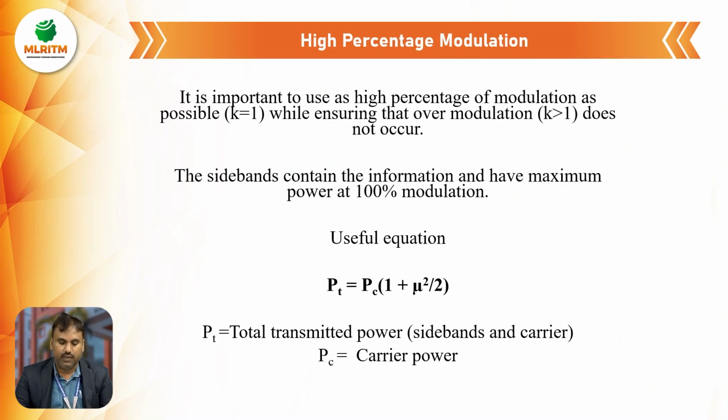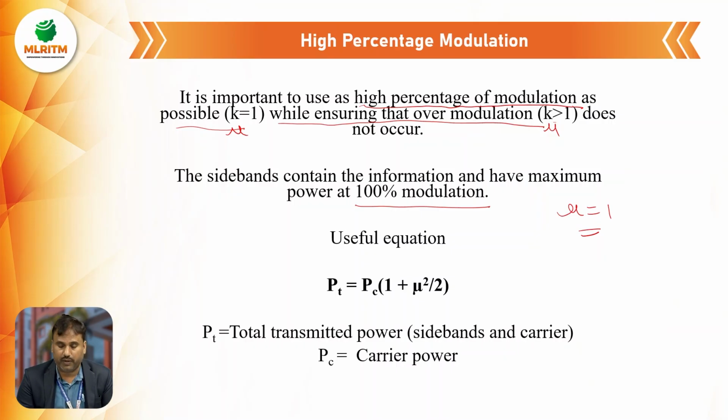And also you can see high percentage modulation. It is important to use as high a percentage of modulation as possible while ensuring that over modulation does not occur. Here k is nothing but mu. When mu is greater than 1, it is over modulation. The sidebands contain the information and have maximum power at 100% modulation. So when mu is equal to 1, you are achieving 100% modulation.